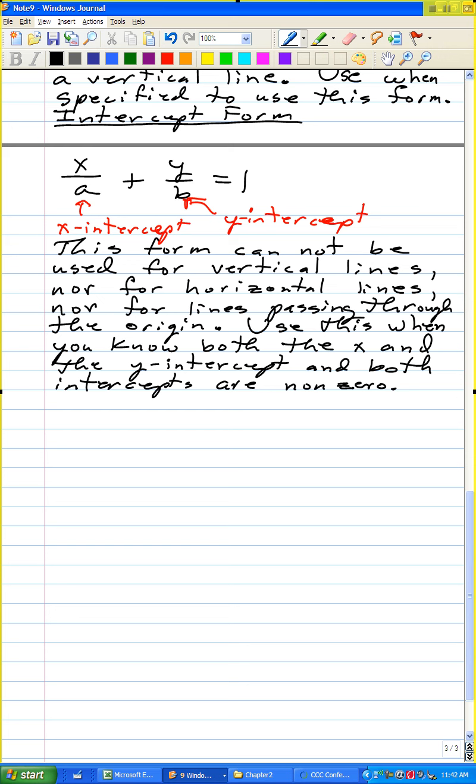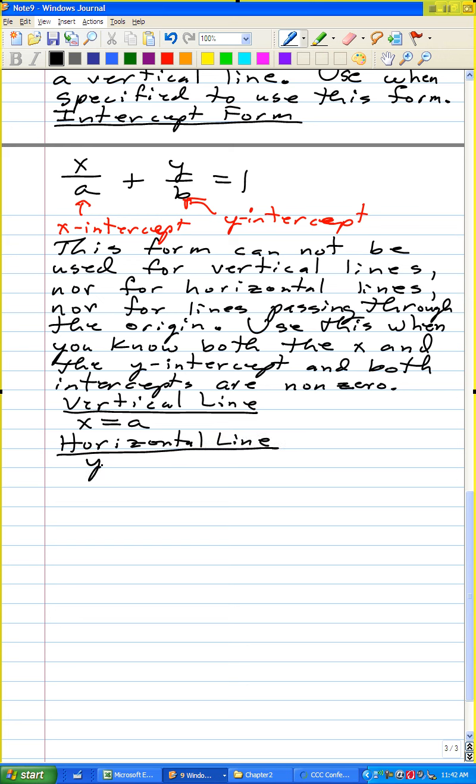Next, the equation of a vertical line. In general, the equation of a vertical line is just x equals a. The equation of a horizontal line is just y equals b.